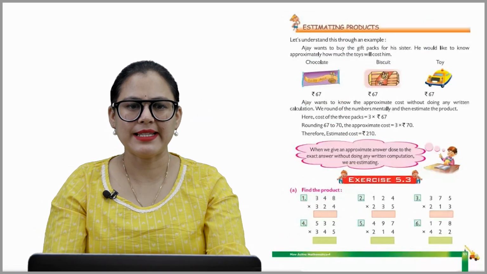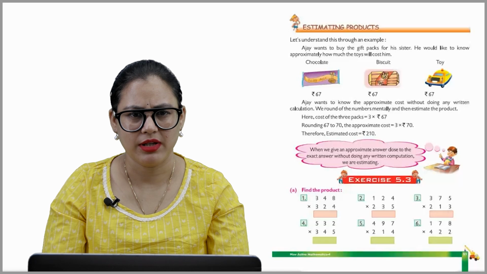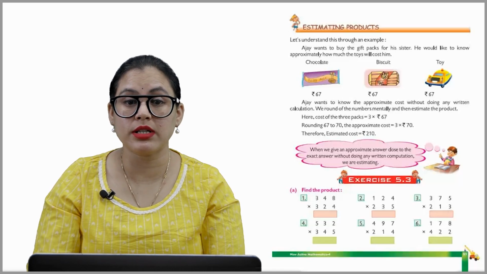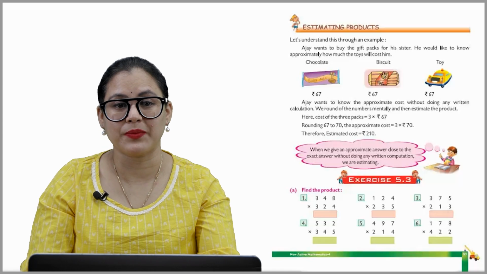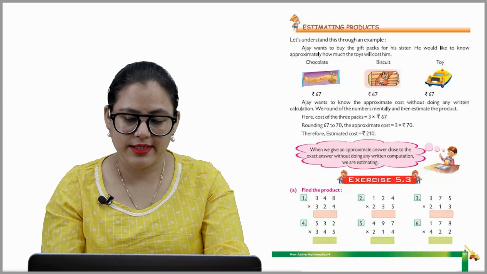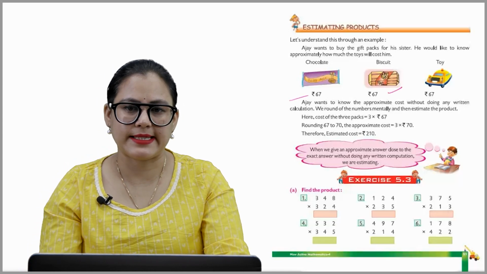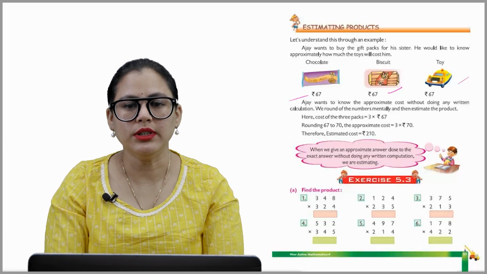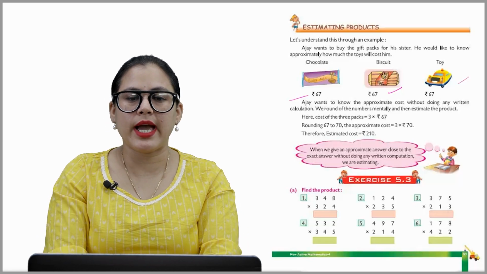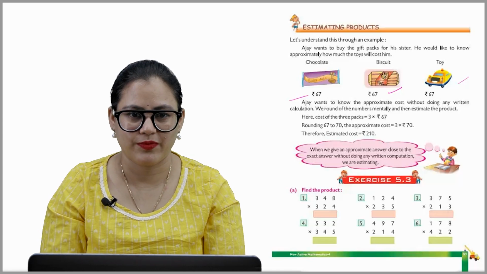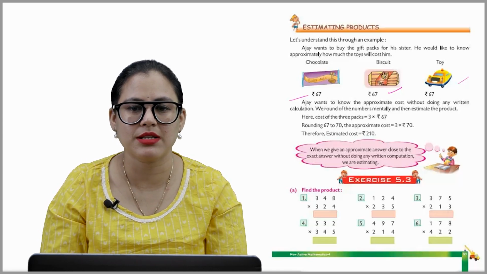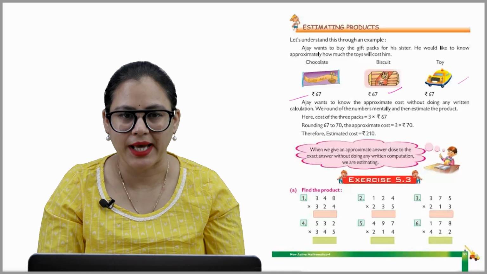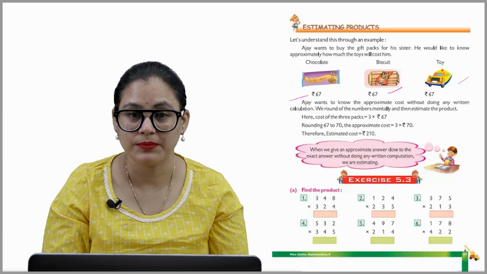Estimating products. Let's understand this through an example. Ajay wants to buy a gift pack for his sister. He would like to know approximately how much the toys will cost him. Cost of chocolate is 67, cost of biscuit is 67 and cost of toy is 67. Ajay wants to know the approximate cost without doing any written calculation. We round off the numbers mentally and then estimate the product. Here the cost of the 3 packs is what?